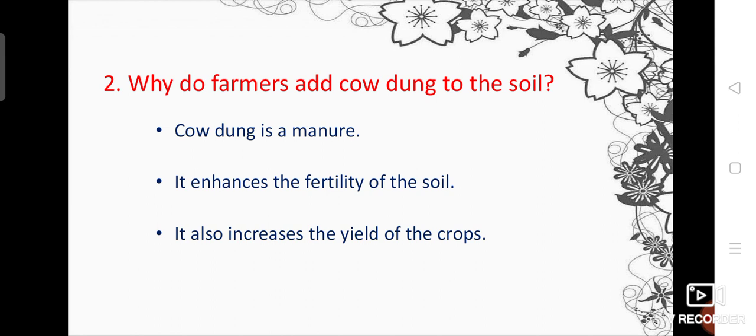It enhances the fertility of the soil. It also increases the yield of the crops. Manure means uram. By means of this, the fertility of the soil will be increased. If the fertility increases, automatically the yield of the crops will also increase. So for that purpose only, cow dung is added to the soil.